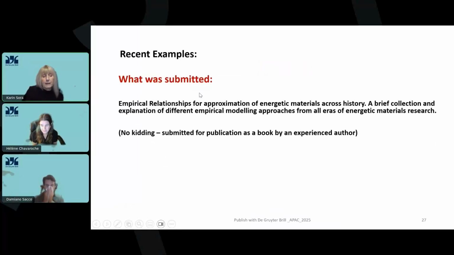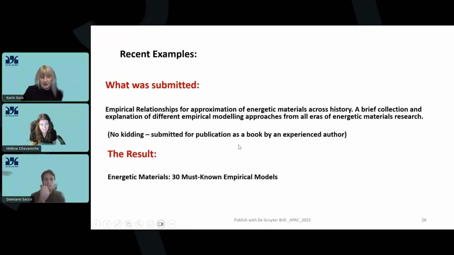So, for instance, what we've been offered was the title Empirical Relationships for Approximation of Energetic Materials Across History, a brief collection and explanation of different empirical modeling approaches from all eras of energetic materials research. No kidding, this was really submitted for a book by an experienced author. What we made of it was Energetic Materials, 30 Must-Know Empirical Models. This would be the appropriate title no matter what was submitted.